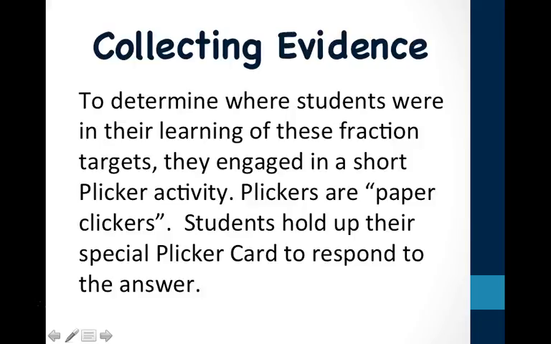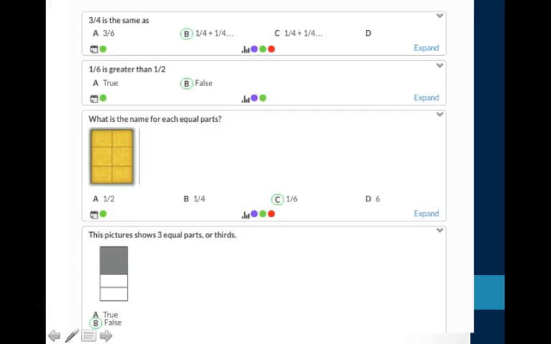So as we think about collecting evidence towards our learning targets, it's to determine where students were in their learning of these fraction targets. To do that, they engaged in a short clicker activity. Clickers are paper clickers. Students hold up their special clicker card that's assigned to them to respond to the answer. You can see that the focus is on unit fractions and comparing unit fractions.